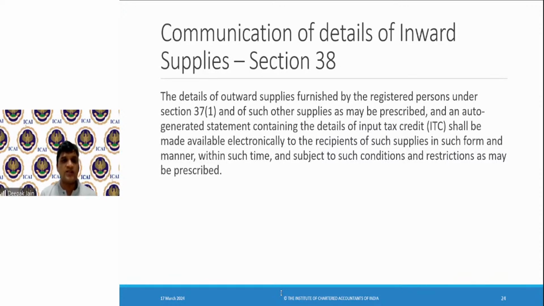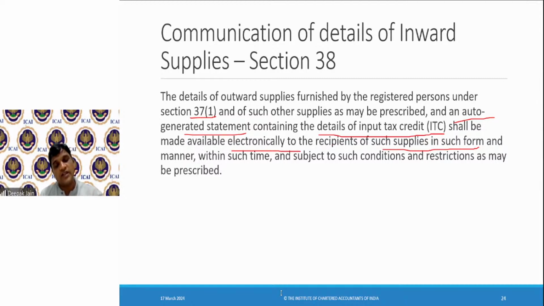Let us read. It says the details of outward supplies furnished by the registered persons under section 37(1), which is GSTR-1, and of such other supplies as may be prescribed, and an auto-generated statement. So why did I not write GSTR-2A in the first slide? Because it's an auto-generated statement. GSTR-2A, GSTR-2B are automated statements containing the details of input tax credit shall be made available electronically to the recipients. It shall be made available to the recipients of such supplies in such form and manner within such time and subject to such conditions and restrictions as we described.